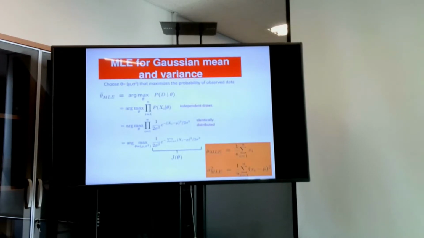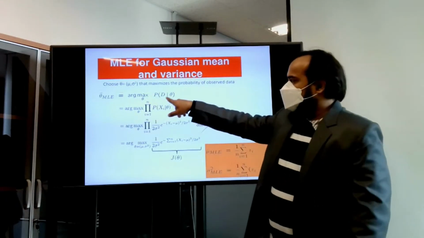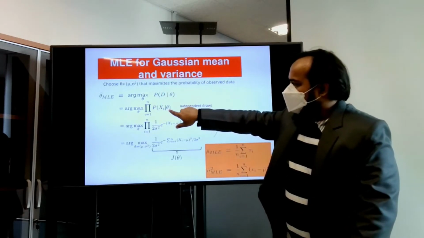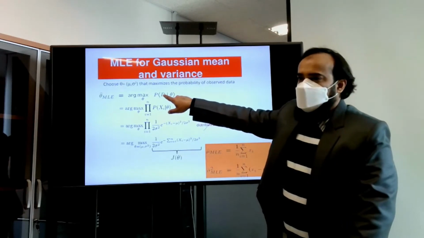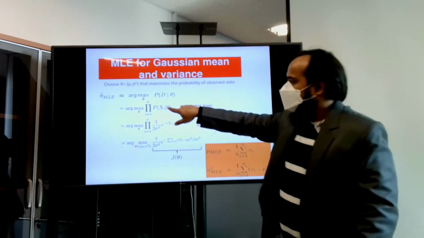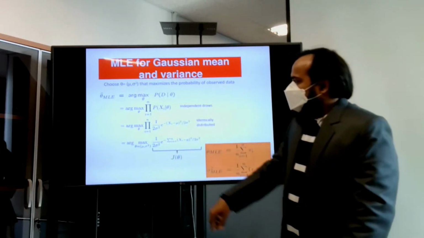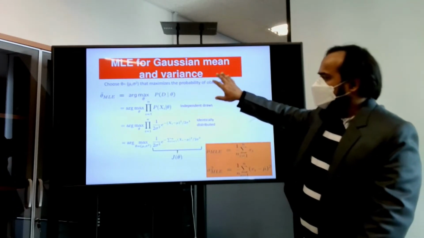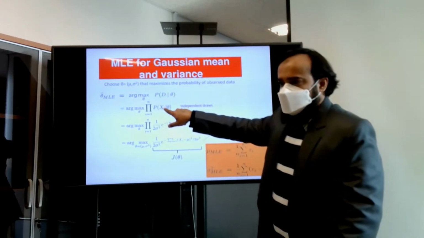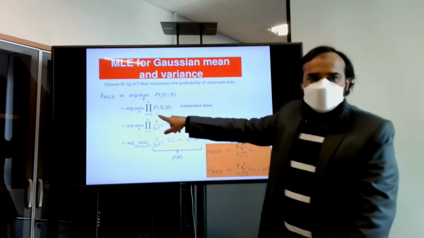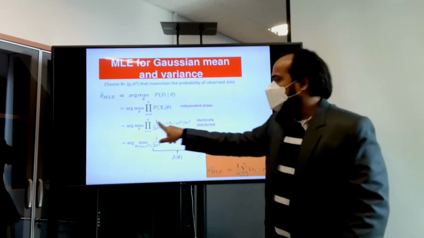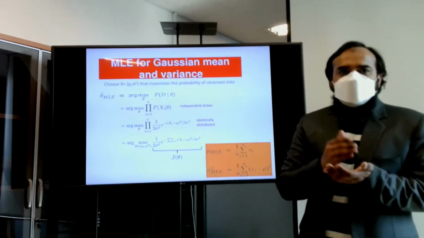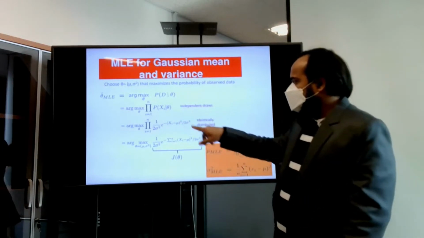Similarly for Gaussian, we apply the same formula, differentiate. These are independent draws, and the observation has x1, x2, x3 up to xn, and this is our random parameter. If our problem is to estimate the Gaussian mean and variance, then we put the formula in here, because p of x, our independent draws, are Gaussian with mean and variance. The problem must be independent and identically distributed, IID.